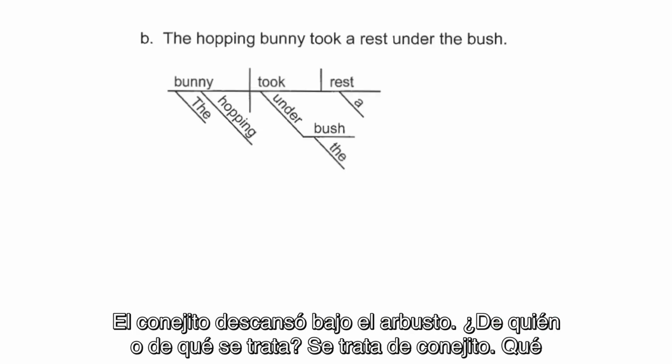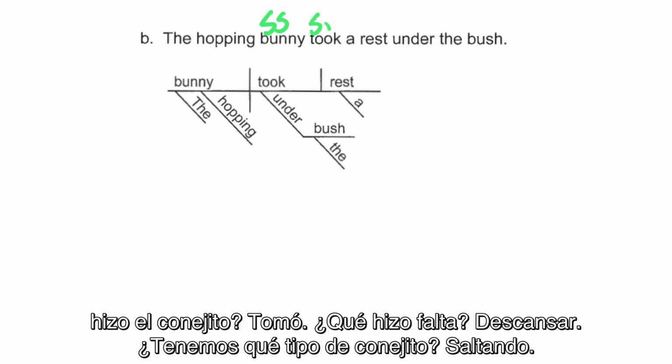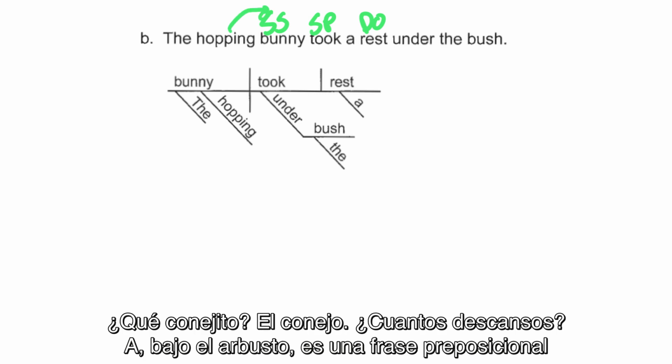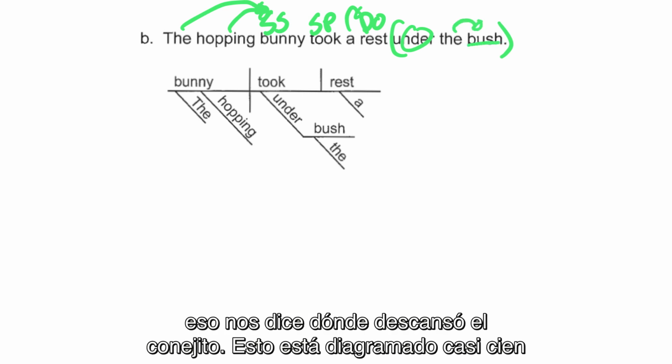The hopping bunny took a rest under the bush. Who or what is this about? It's about bunny. What did the bunny do? Took. What did it take? Rest. We have what kind of bunny? Hopping. Which bunny? The bunny. How many rests? Under the bush is a prepositional phrase that's telling us where the bunny took a rest.